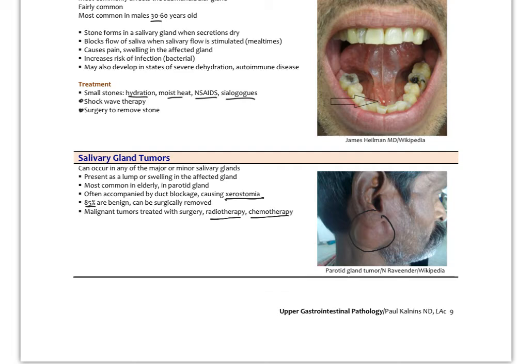As you can imagine, these can be enormously disfiguring, and especially if radiation and lots of surgical debriding is done, that can lead to a lot of issues there. So that is a salivary gland tumor, just something to know about.